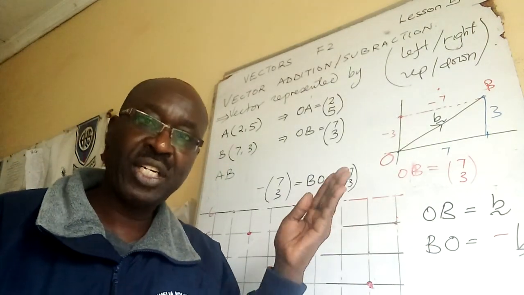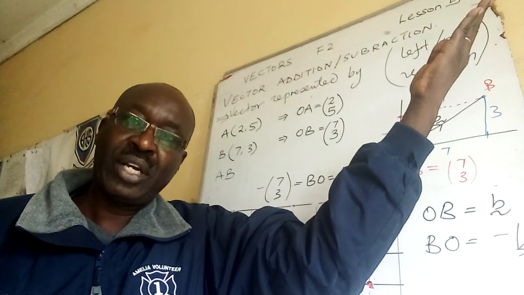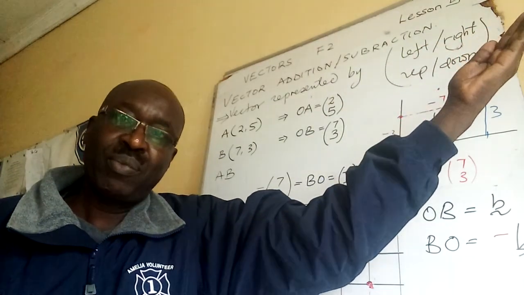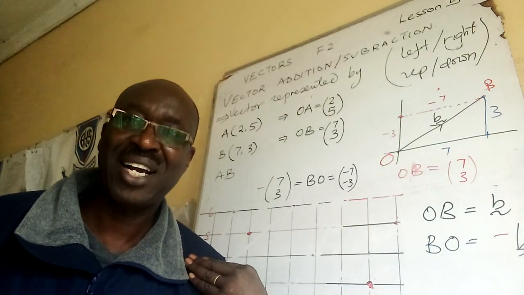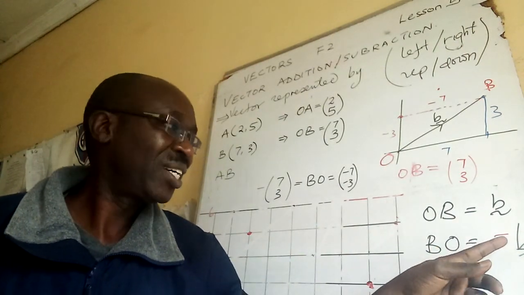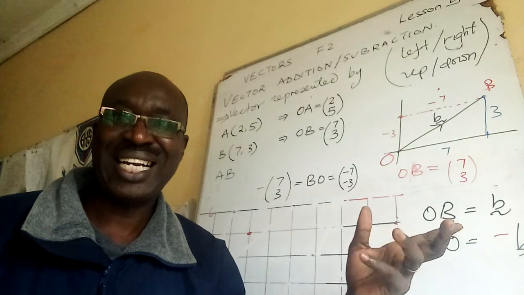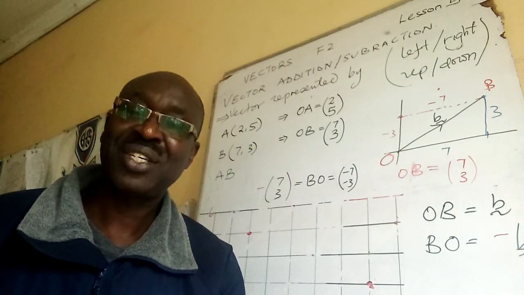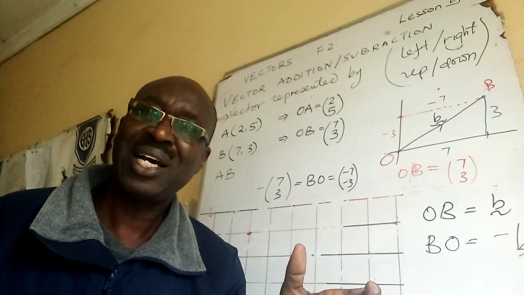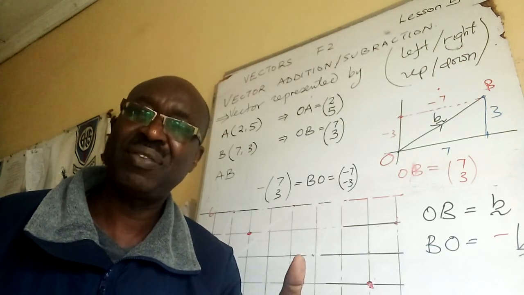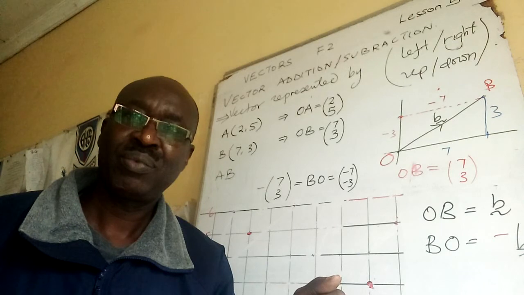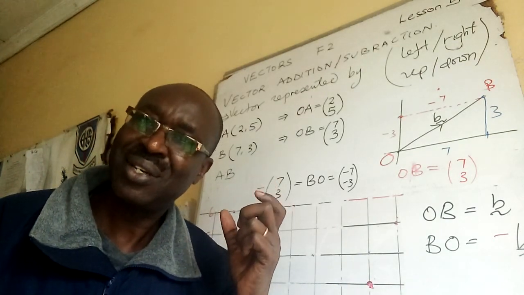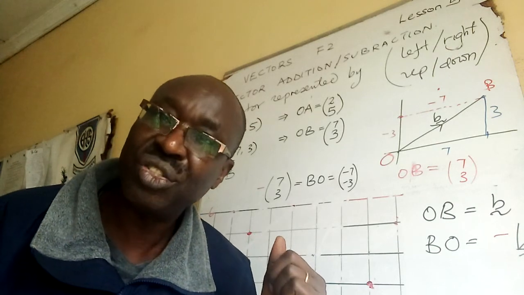OB, the direction is that way. Okay? It is that way. So when I am coming back, return, go back, reverse, all those, the sign negative is attached to them. It is as simple as that. It makes sense. The direction has changed.